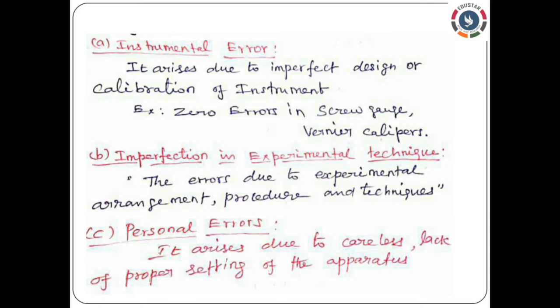The third category is the personal error. It arises due to carelessness, or lack of proper settings of the apparatus. Due to personal mistakes, personal errors arise. For example, if you hold your head too far towards the right while reading the position on a scale, then an error is introduced due to parallax. So this is to be noted while taking the readings.